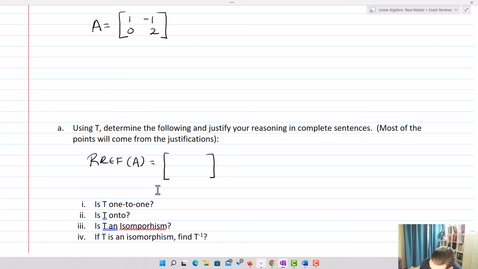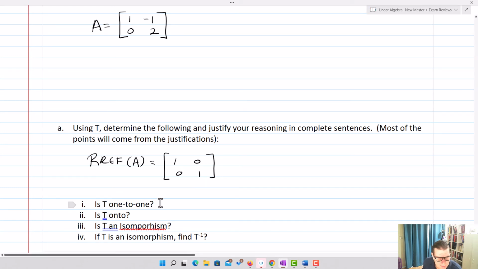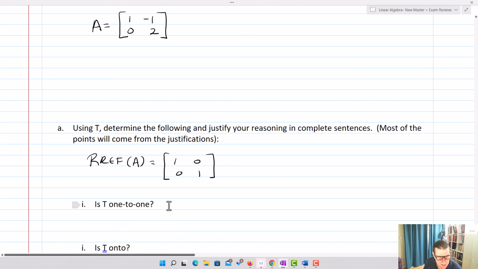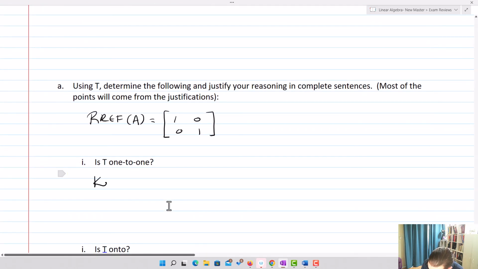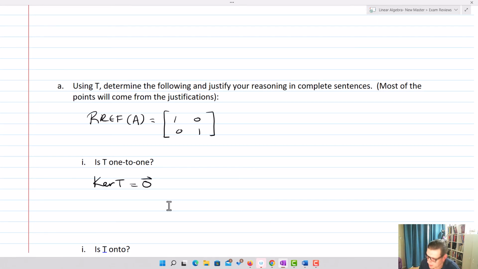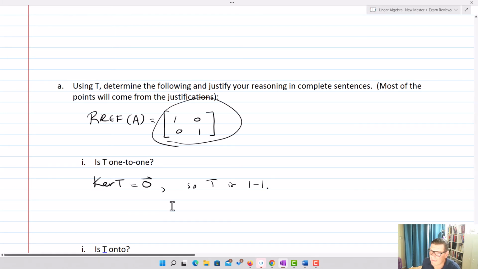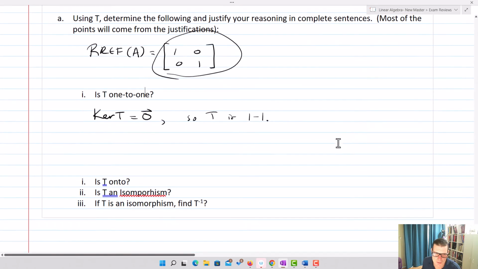So the RREF of A is 1, 0, 0, 1, okay? And so that actually means that the kernel of T equals the 0 vector. Okay, because the null space is equal to the 0 vector. It's got only the trivial solution to the homogeneous equation. So kernel of T equals 0, so T is 1 to 1. Okay? If you get the identity matrix, you've got null space equal to 0.